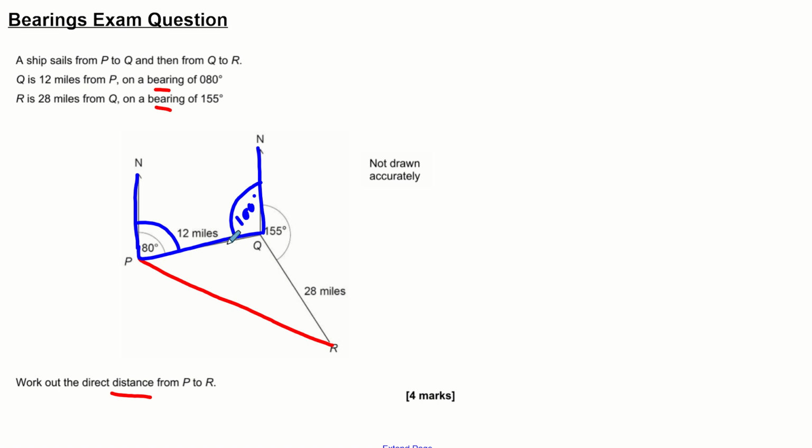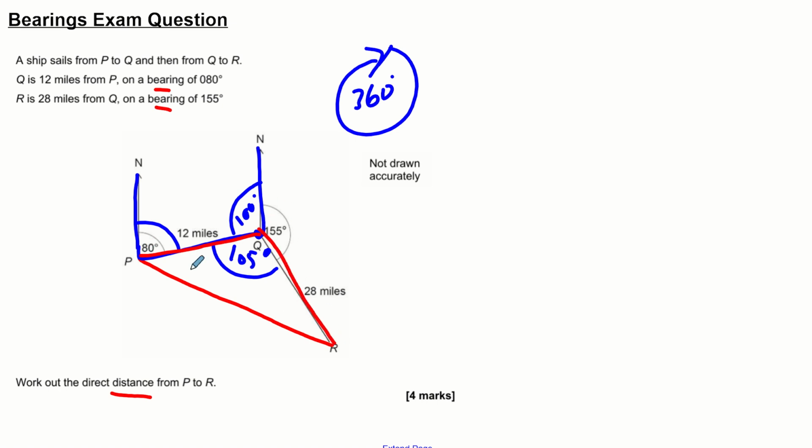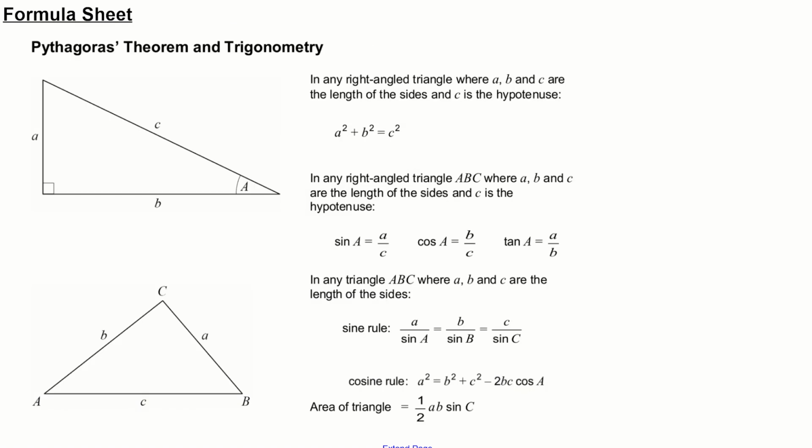This then tells you that actually angles around this point must add up to 360, because angles around a point will always be 360 degrees. That means 360 take away 100 take away 155 means this is 105 degrees. You're looking at that and you're thinking, I've got 105, I've got 12, I've got 28. When I have an angle in between and I have my two sides either side of it, that is cosine rule.